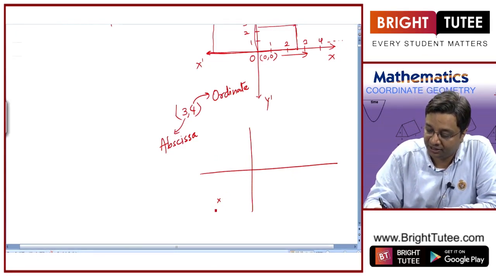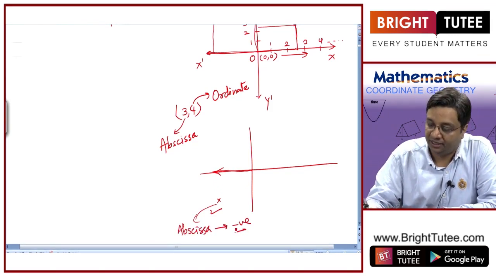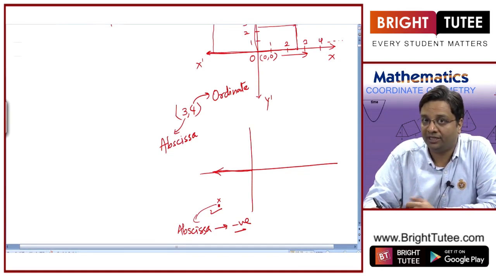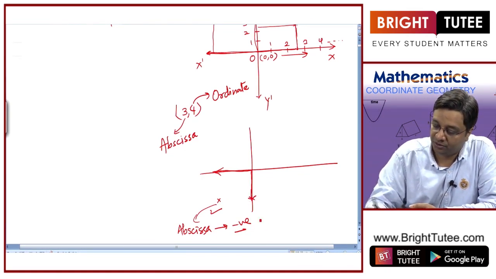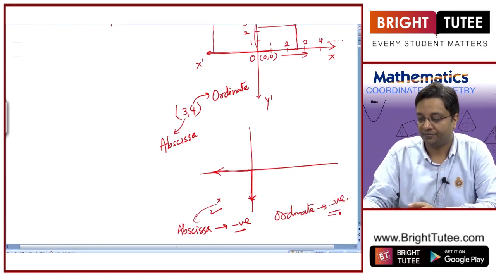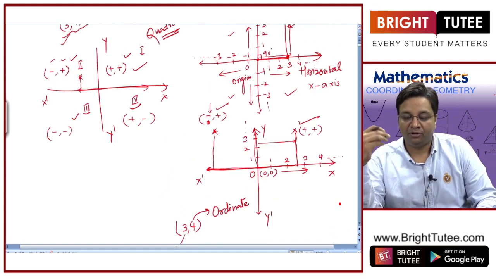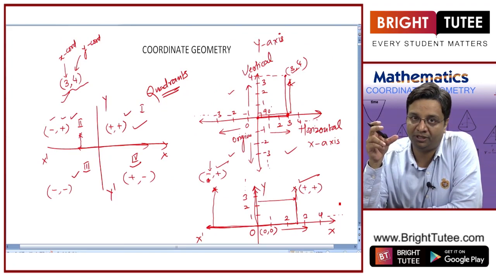Obviously negative, because to reach this point you have to go towards the negative direction of the x-axis. So the abscissa for this point will be negative, right? And what will be the ordinate? Ordinate will also be negative, because you have to go downwards in the y direction, right? So ordinate is also negative, right? So by now you should be able to understand how to locate a particular point in a two-dimensional system.